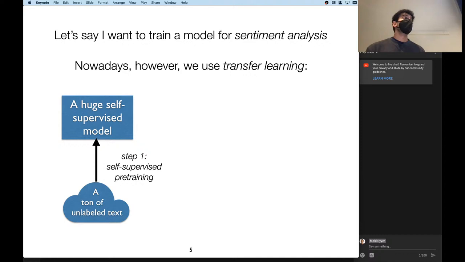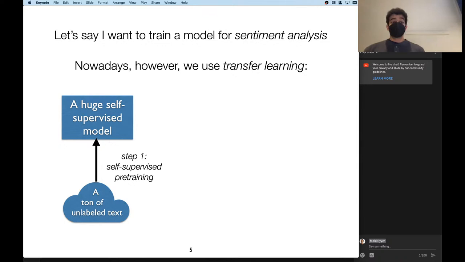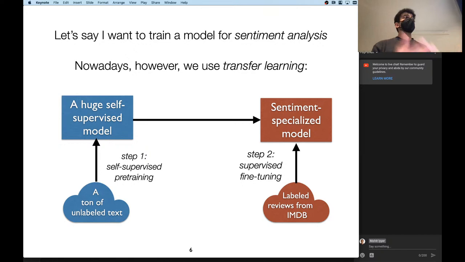So we take this huge self-supervised model and we fine-tune it on the labeled IMDb data set that we have of sentiment. And so here, you can see that in contrast to the first setting, now we have two stages, and in the first stage, we see a lot more data than we would if we just trained a model from scratch on IMDb reviews. So this model, after step two, is hopefully more powerful and more generalizable than the model in the first slide here. So again, this is basically the approach that is used nowadays for almost every NLP task.